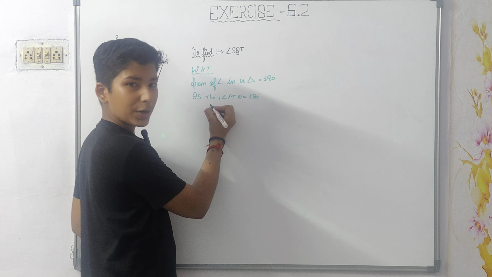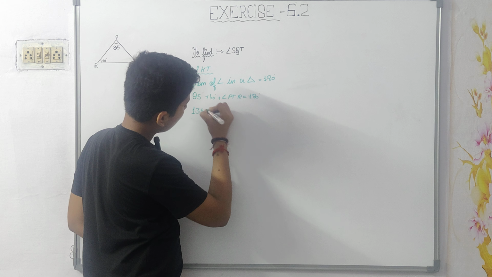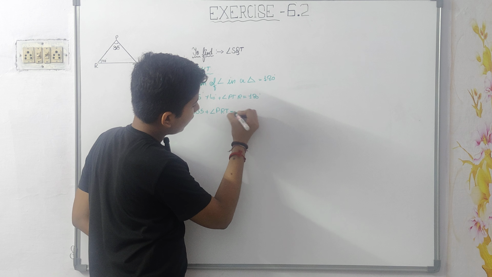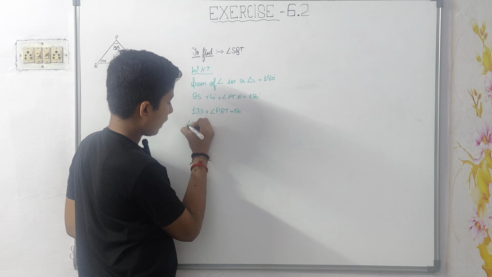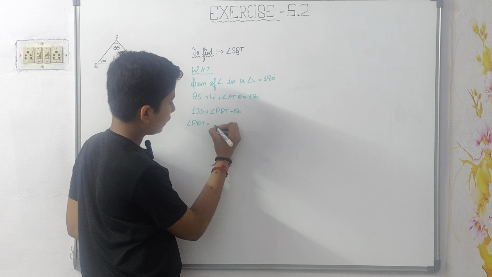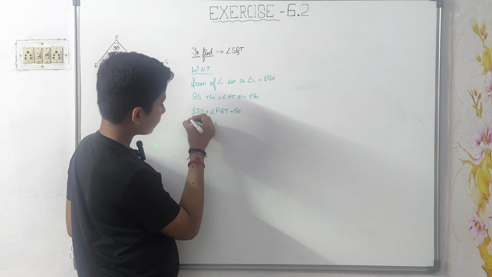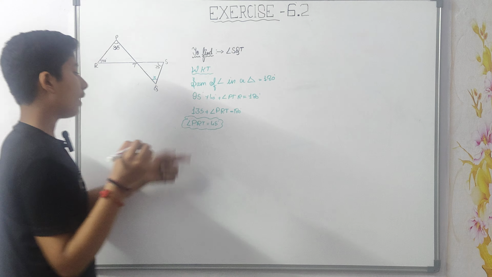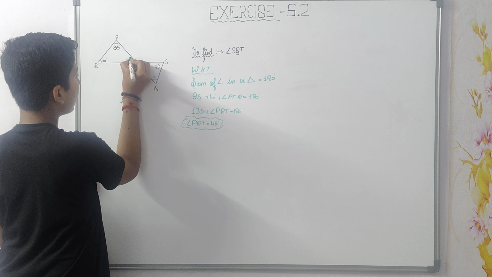Now 95 plus 40 is 135, plus angle PTR equals 180 degrees. So angle PTR equals 45 degrees. This is our PTR, which is 45 degrees.